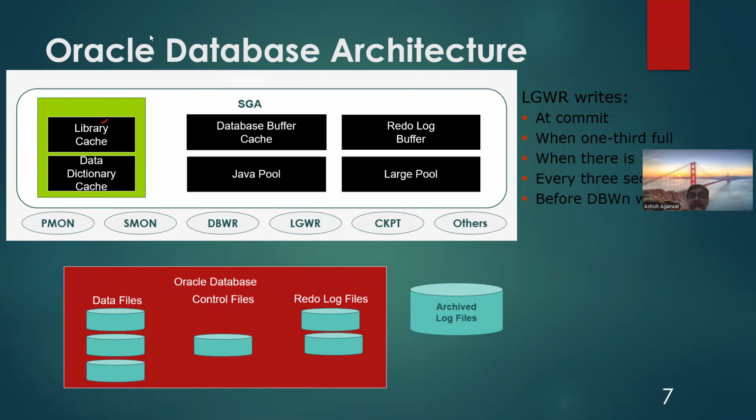Now, Oracle database files include data files. Data files are the files where the actual data is stored. When you do select star from employee, you get the output from the data files, so the data actually gets stored inside the data files. Control files are the files which store the metadata information. They are critical files, and if you lose them, you lose your database.